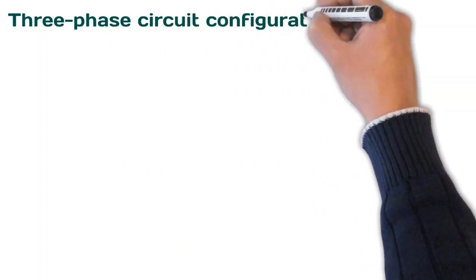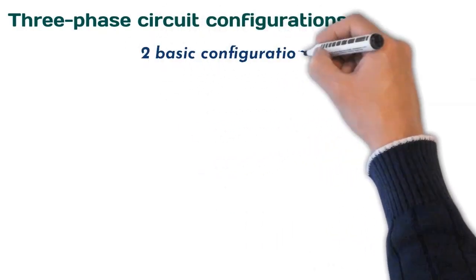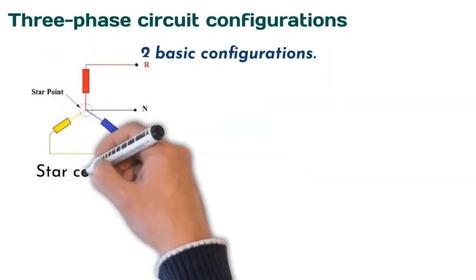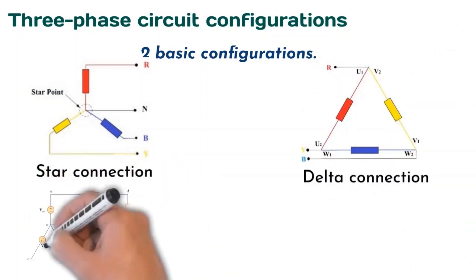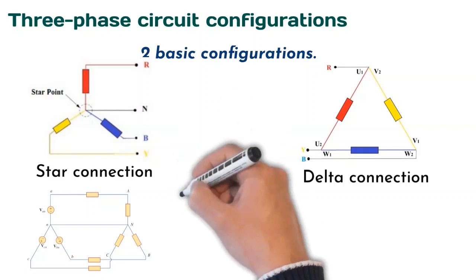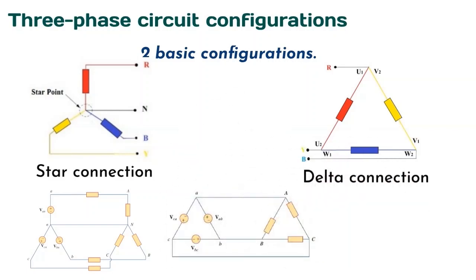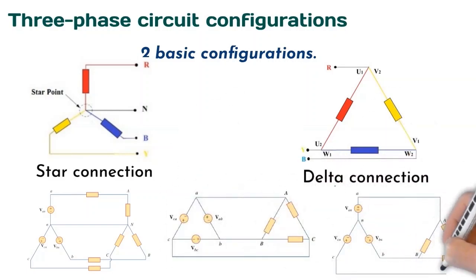In 3-phase circuits, we have 2 basic configurations. They are star connections and delta connections. The source and load can be either in star configuration or delta configuration or a mix of the 2 configurations. Usually, the phases of a 3-phase system are denoted by 3 colors: red, yellow and blue.